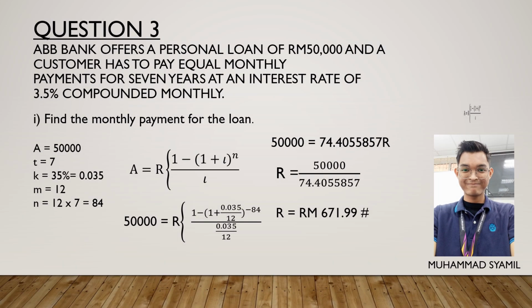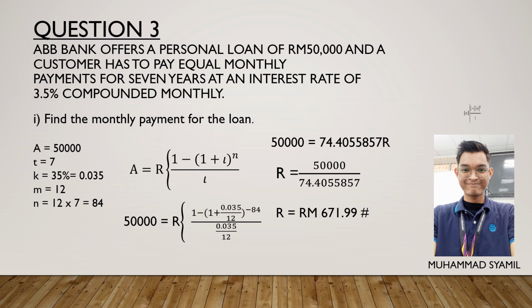Assalamualaikum, my name is Muhammad Shamil bin Johan and now I will explain about my question. So the problem stated that ABB Bank offers a personal loan of 50,000 ringgit and the customer has to pay equal monthly payment for 7 years at an interest rate of 3.5% compounded monthly.